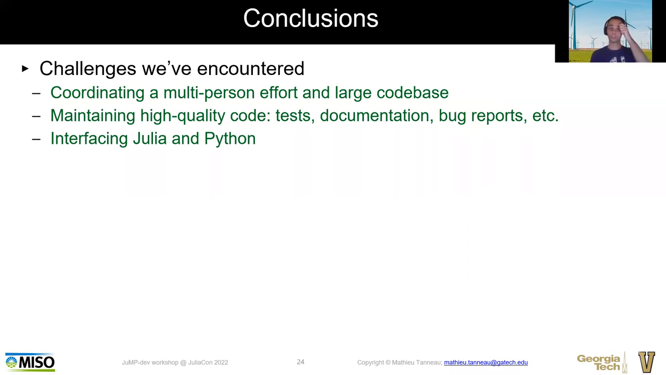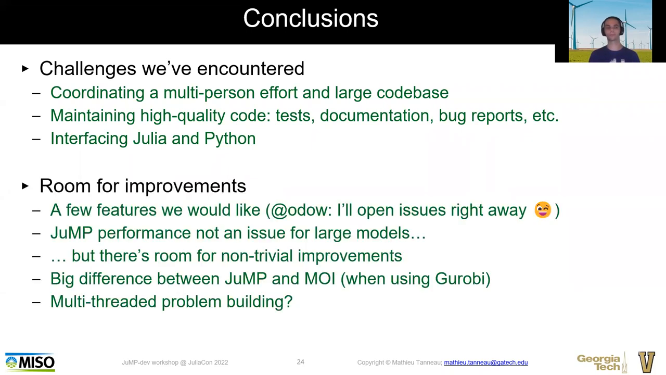One of the other things that is a little bit more challenging to us is to systematically interface Julia and Python. So remember, we have to call Julia from Python, and we also have to call Python from Julia. So these interfaces is where we also spend a little bit more effort making this work nicely.